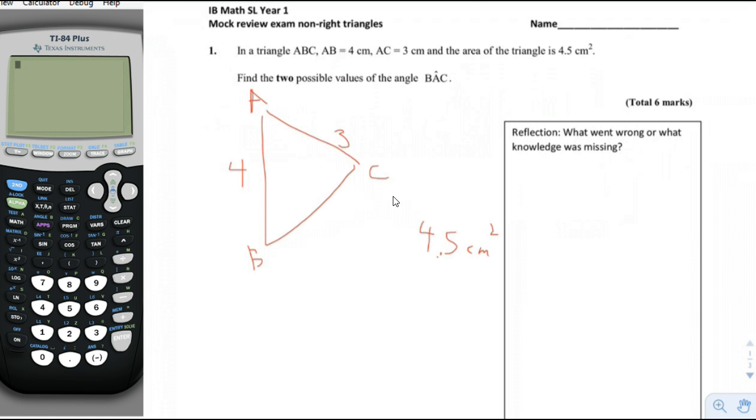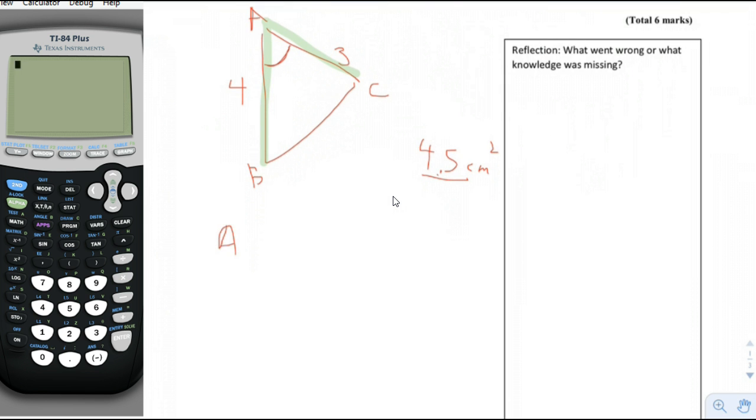BAC would be this angle here, because if you say BAC, A would be the middle vertex, so it would be this angle. Okay, so what would be the value of that angle? And they tell us the area. So that should give you a clue that we're going to use the formula area equals 1/2 AB sine C. This tells you the area of any triangle, not just right triangles, but any triangle.